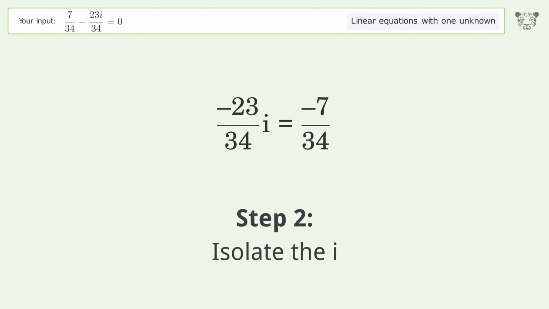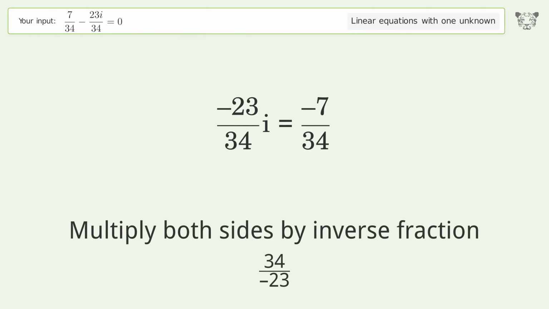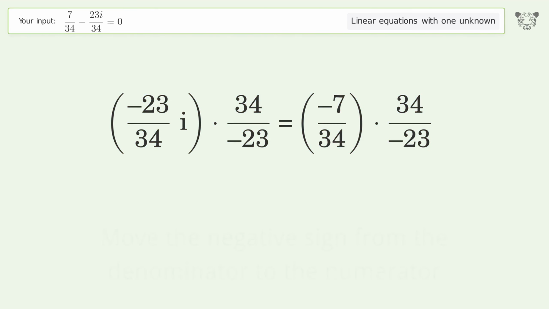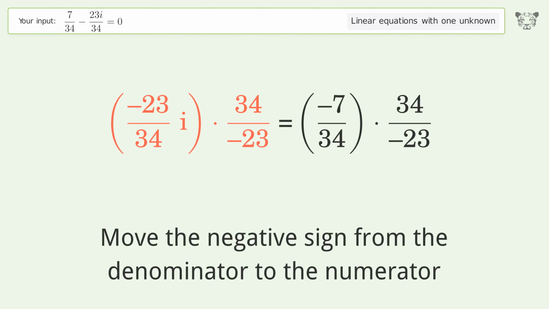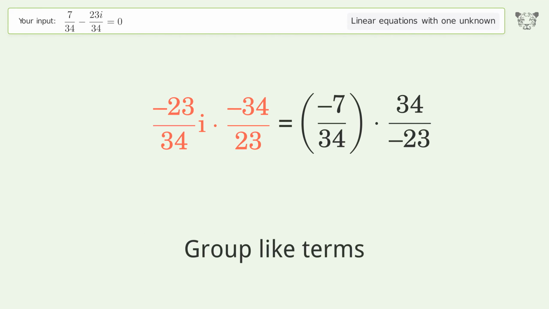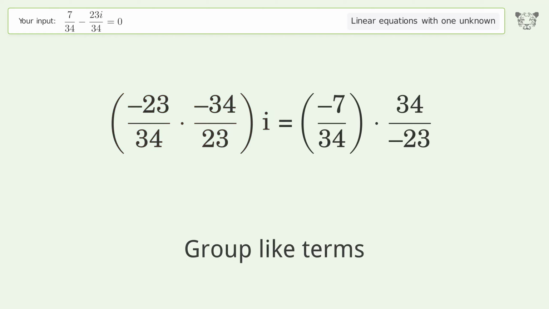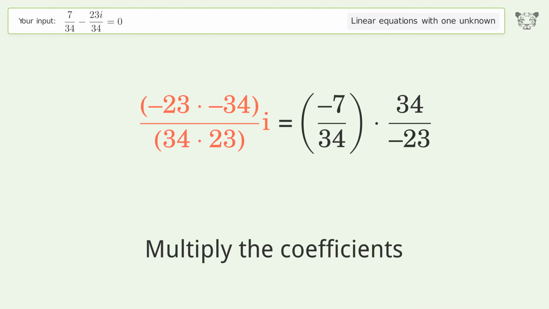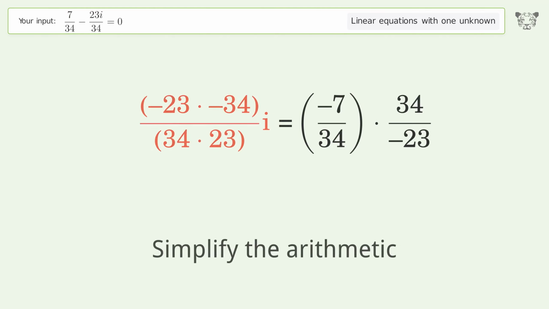Isolate the I. Multiply both sides by the inverse fraction 34/-23. Move the negative sign from the denominator to the numerator. Group like terms. Multiply the coefficients. Simplify the arithmetic.